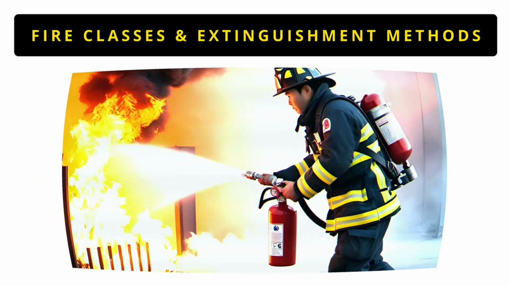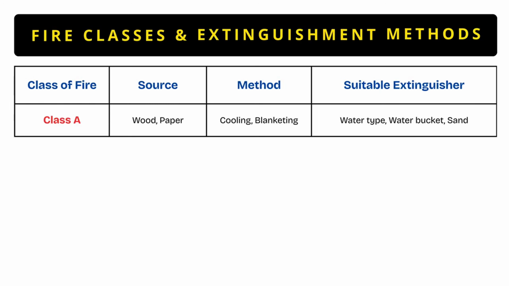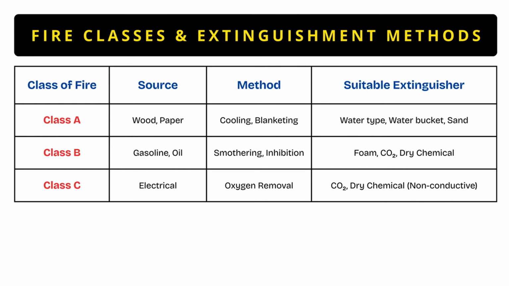Now that we understand the methods, let's match them to real-world fire types. Class A fires involve ordinary combustibles like wood or paper. Here, cooling with water or blanketing with sand works perfectly. For Class B, liquid fires like gasoline or oil, we smother with foam or chemically inhibit with dry powder. Electrical fires, Class C, demand non-conductive agents like CO2 that won't conduct electricity back to you.